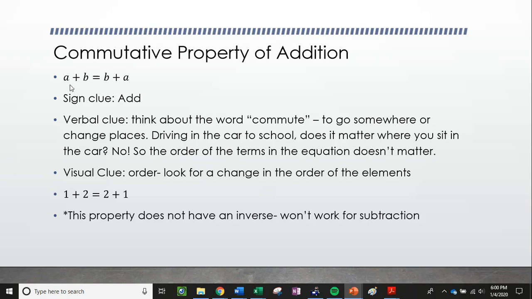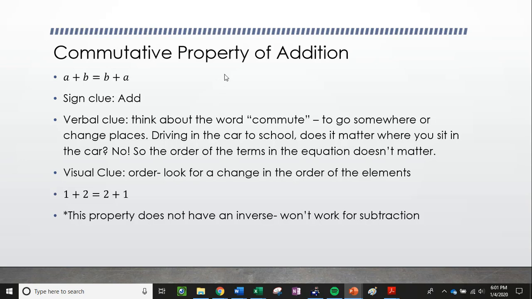This property tells us A plus B is the same thing as B plus A. In other words, you can rearrange the addition problem and it doesn't matter, it's still going to equal the same thing. Your sign clue here is addition. And your verbal clue that I want you to think about is the word commute. We all know what commute means. We live in an area where people commute to DC or to the military bases for work, to Richmond even. So commute means to go somewhere, to change the place from where you are.